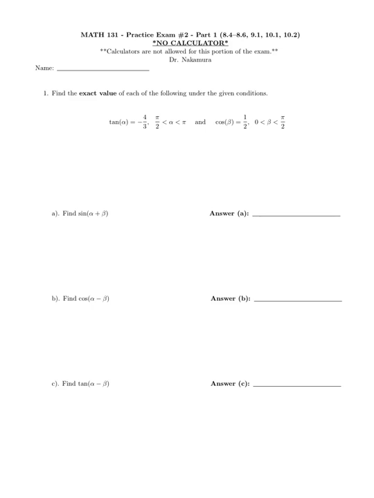So number 1, find the exact value of the following under the given conditions. So what do we got? We got tan of alpha equals -4/3, and alpha better be between pi over 2 and pi. All right, and then cosine of beta is 1/2, and beta better be between 0 and pi over 2. So first I'm going to draw the picture, and let's just see what's going on.